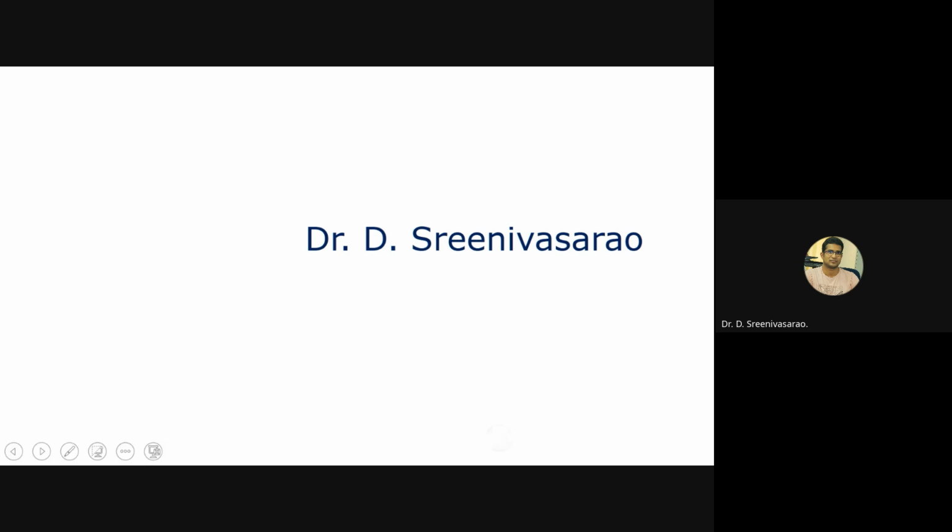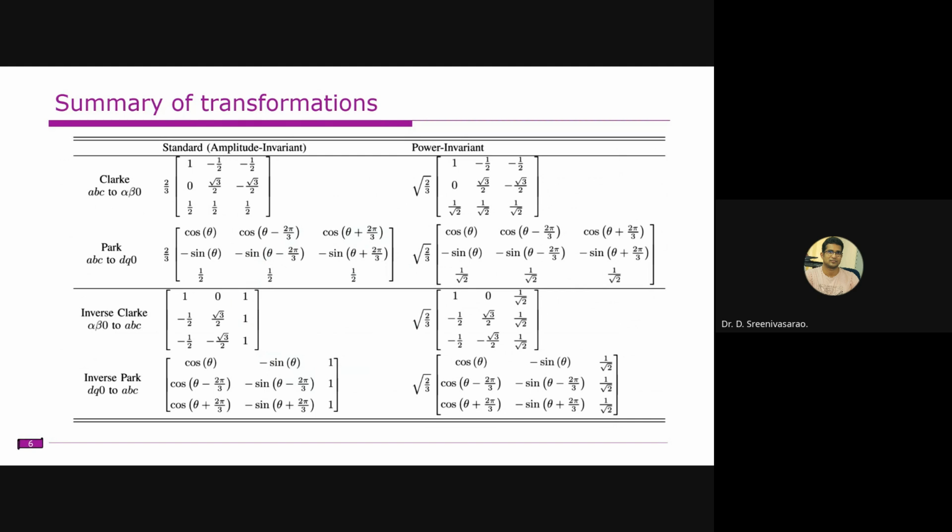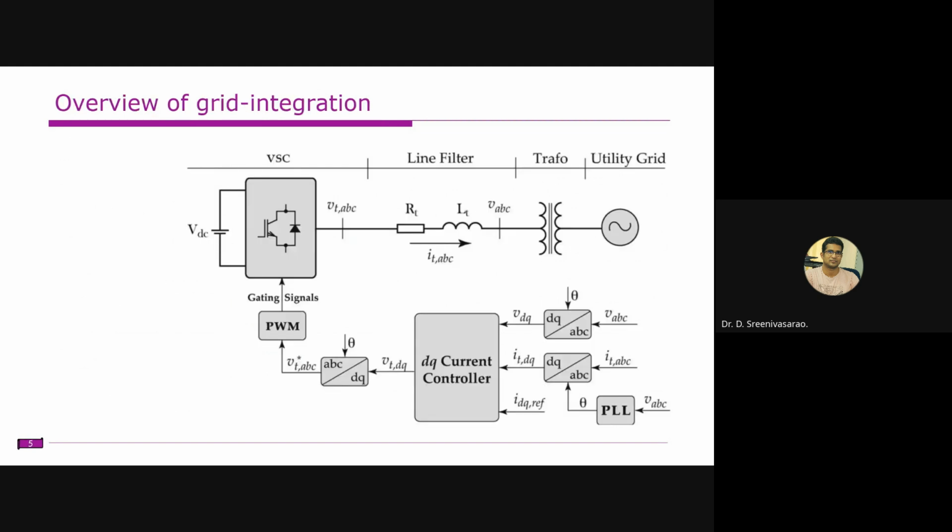So now we will quickly discuss the grid integration, especially the decoupled control of the inverter voltage and inverter currents. Let us consider some inverter here, right? We need to integrate this inverter to the grid, and this inverter is connected to some DC source.